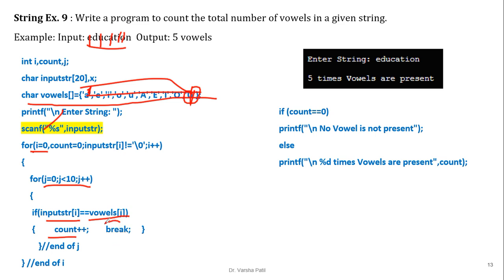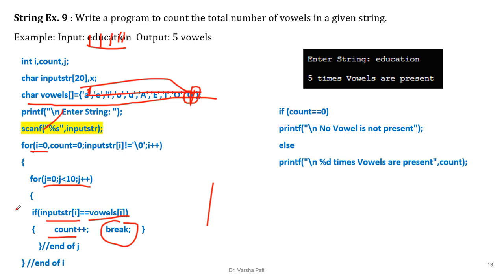Now, to understand why break is there: this is a nested loop, so when it breaks, it will not break from the entire loop, because two loops are there. It will break only from the inner loop. And why do we need a break? For example, take education. E will not match with A, then it will match with E. Once matched, there is no need to check with the rest of the characters. So we have incremented count, so count becomes 1, and we make a break.